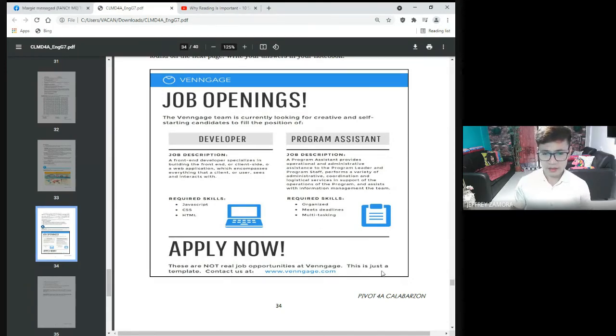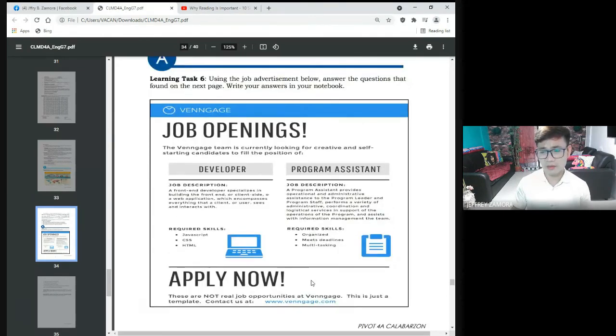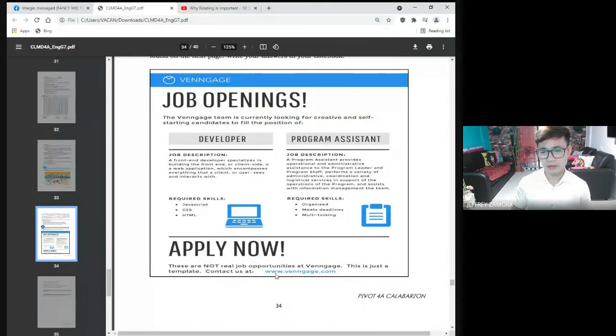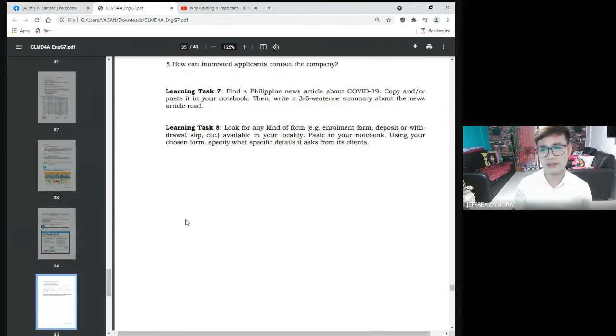That's correct. This is just, of course, a template. Here they have to contact the company's website by searching www.vengage.com. So those are the information provided from the job opening or advertisement posted by Vengage. So by using the styles in reading, we can easily get information by scanning, skimming, intensive, and extensive reading. Do you have any questions?